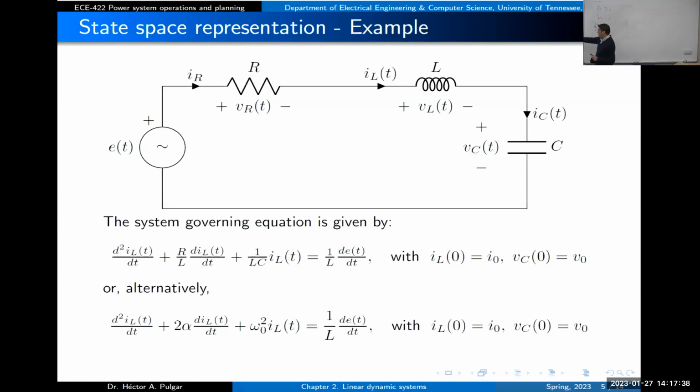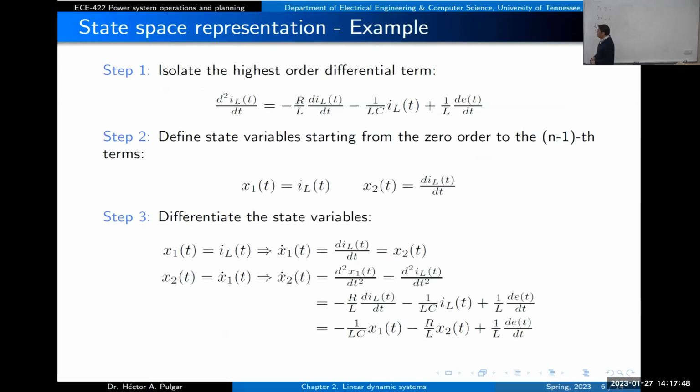The excitation in this system is this sinusoidal source, which is E(t), and we're supposed to have that as input data. So the first step, we isolate for that term, and then we define the state variables. We start with the zero order. So iL is going to be x1, and the first derivative of that is going to be x2. It's a second order system, therefore you have two state variables.